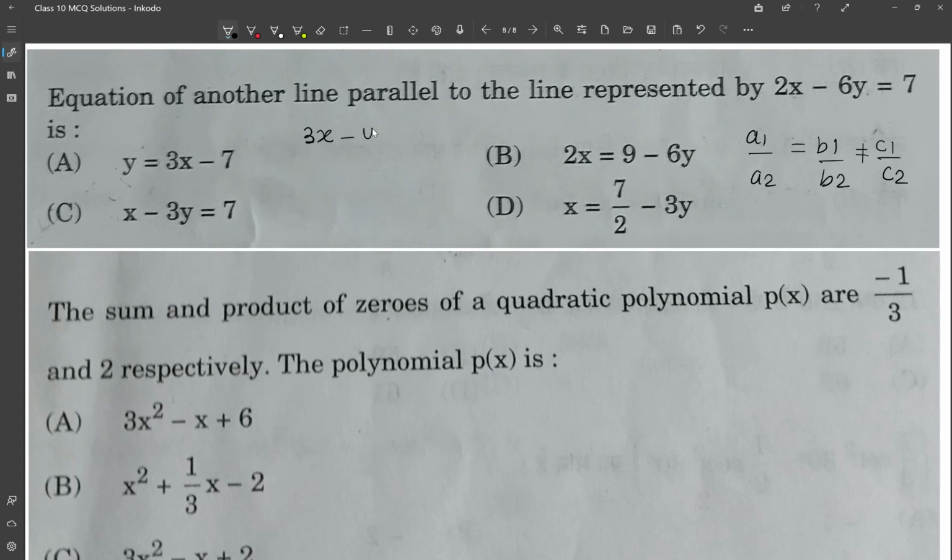3x minus y is equal to 7, and these two would not be in the same ratio, and 2x plus 6y is equal to 9. That is also not in the same ratio because the B1 by B2 is not the same as A1 by A2 in option B. So the first one is ruled out, B is ruled out, and x minus 3y is equal to 7. This has to be half of that. It has to be 7 by 2. Now option C is also ruled out, which means option D is the most appropriate answer.